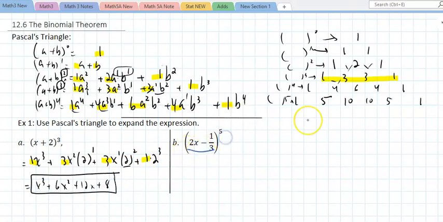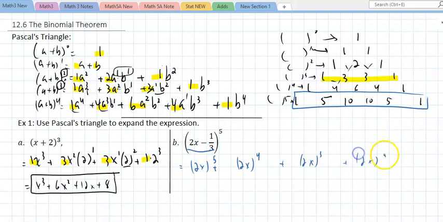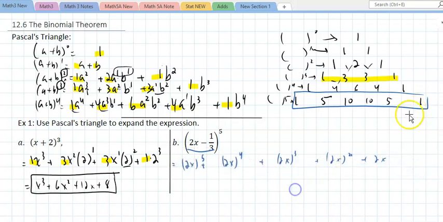Imagine if you want to multiply this by itself 5 times. The coefficients are right there. But the terms, 2x is going to be raised to the fifth. The next term will have 2x to the fourth. The next term will have 2x to the third. The next term will have 2x squared. The next term will have 2x. And the last term will simply have 2x to the 0, if you will.